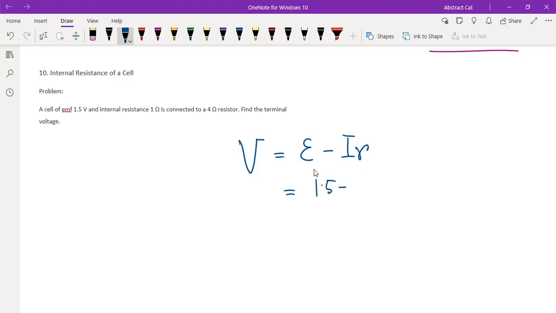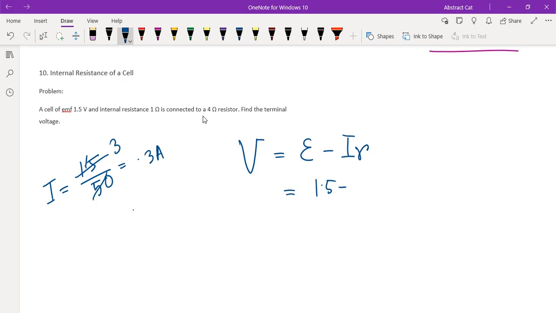But the current I is not given. The EMF is 1.5, the internal resistance is 1 ohm, and it is connected to a 4 ohm resistor. How to find the current value? The total resistance is important. I equals 1.5 volt by the total resistance, 4 plus 1, that is 5, so we get 0.3 ampere.